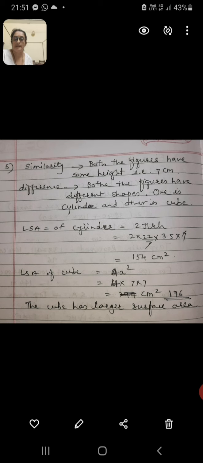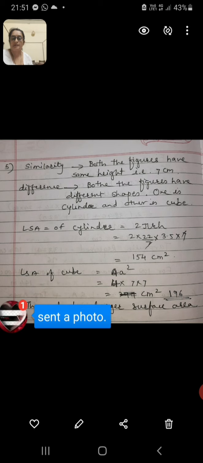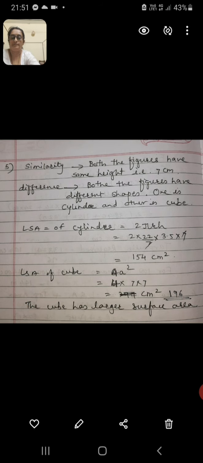So the similarity is both the figures have the same height, that is 7 centimeter. And what is the difference? Both the figures are different shapes because one is the cylinder and one is the cube. One more question is asked in that.